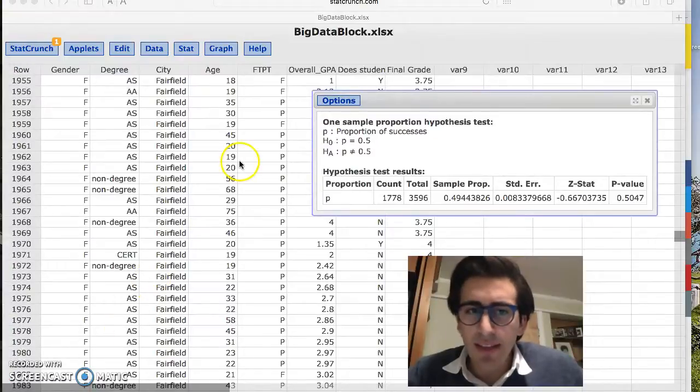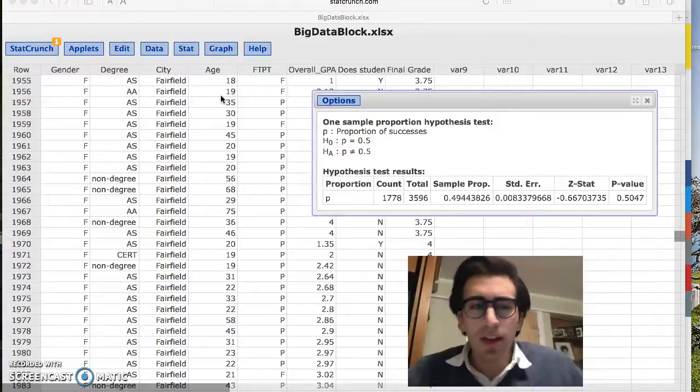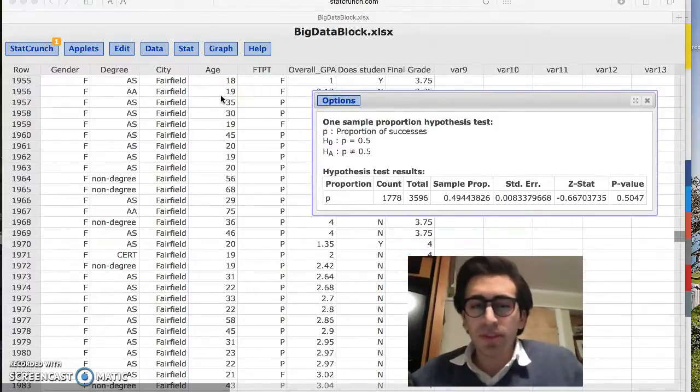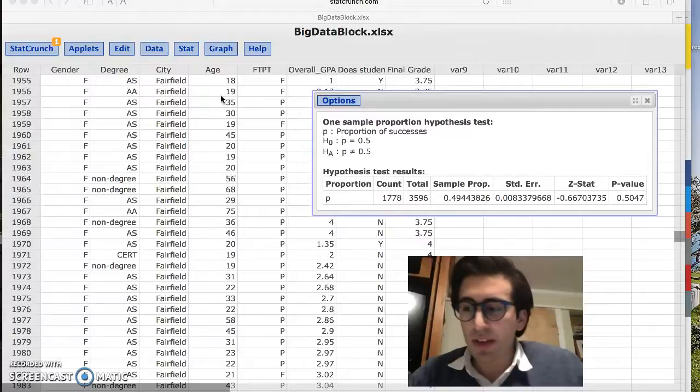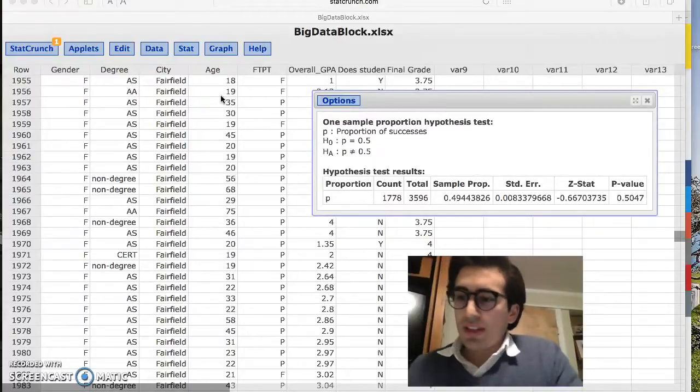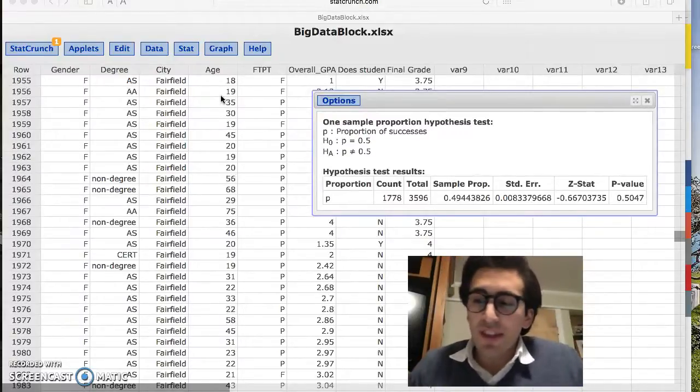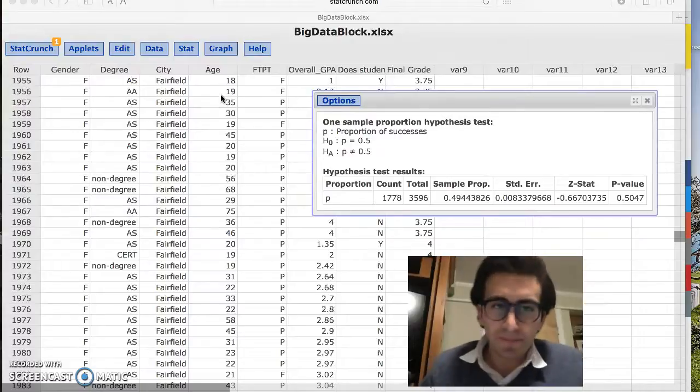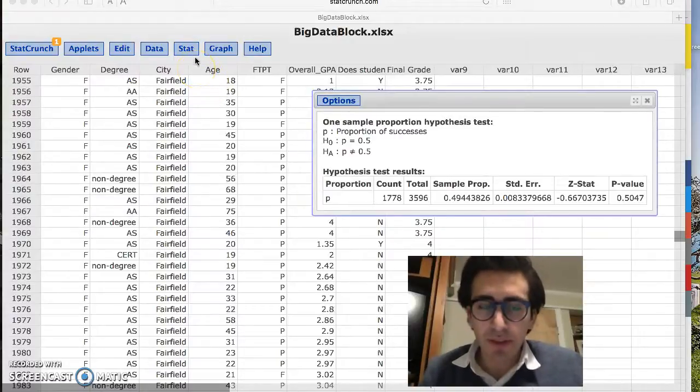In order to test that in StatCrunch, first of all, I already have the total number of students enrolled at Housatonic Community College, which is 3,596, and then I counted the number of students who are from Bridgeport, and that was 1,778. So using that information, we can proceed.